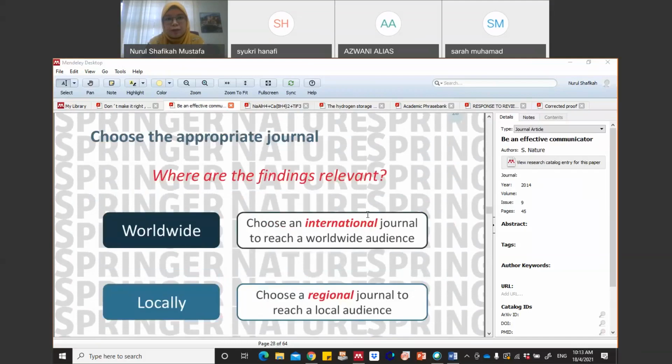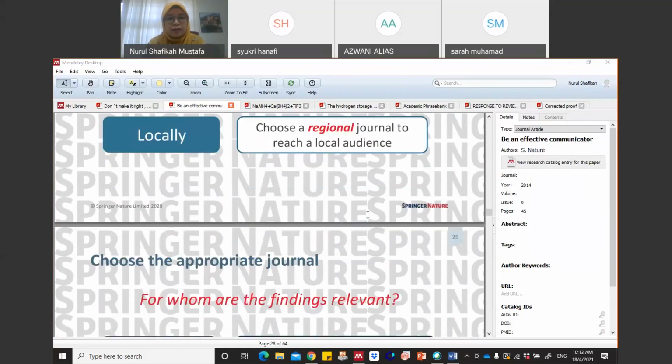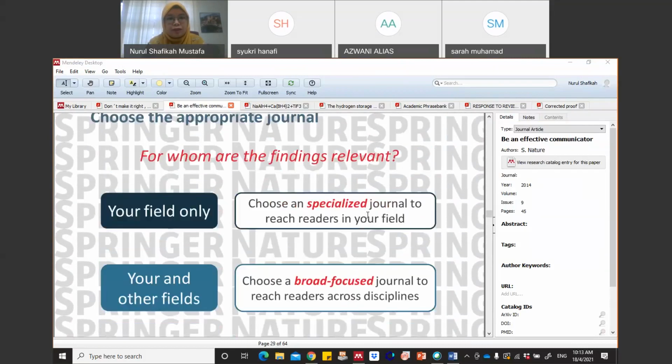Okay, choose the appropriate journal. Where are the findings relevant? Okay, I don't want to explain more. There are a few journals that are specific to your field only. You can choose a specialized journal to reach readers in your field, or you can choose a broad focus journal to reach readers across the discipline.